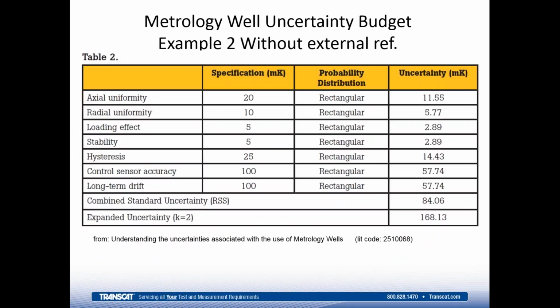If I, on the other hand, just use the display uncertainty, so I haven't reduced that, it's called control sensor accuracy, like the second one from the bottom. If I keep that in there instead of using the reference thermometer, then my total combined uncertainty winds up being 168 millikelvin, or 0.168 degrees Celsius. So there's a very large difference in the accuracy that you get, depending on whether you use an external reference thermometer or just use the dry block alone. Let that sink in for a second. It's pretty important if you're trying to get more accuracy.